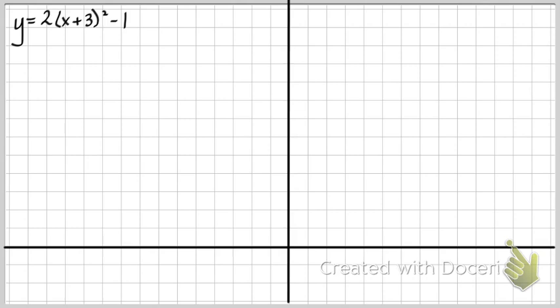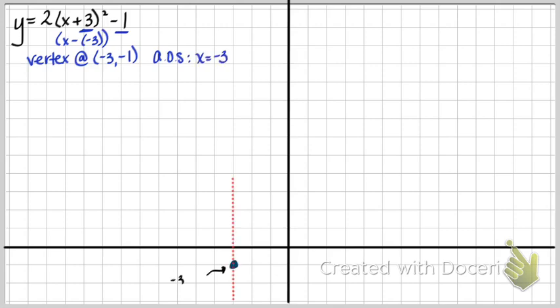We want to find our center. We want to know what the middle is. So we have to think about the fact that this is really x minus negative 3. And in doing that, we're identifying the fact that our vertex is going to be at the point negative 3, negative 1. That means our axis of symmetry is going to be at x equals negative 3. So nothing changed so far. We'll plot that vertex, we'll plot that axis so that we have something to work around.